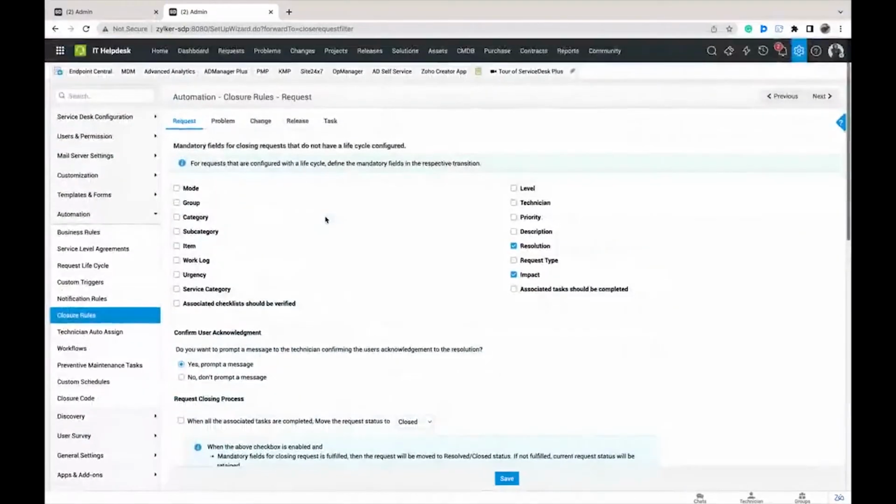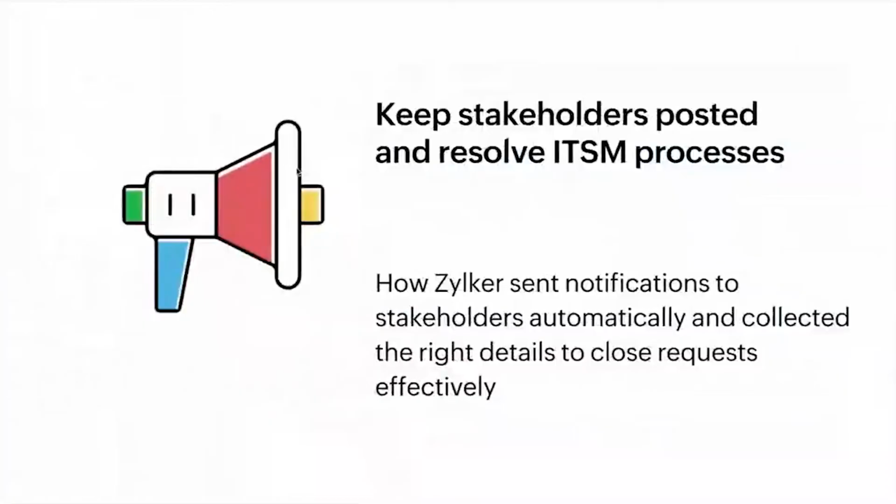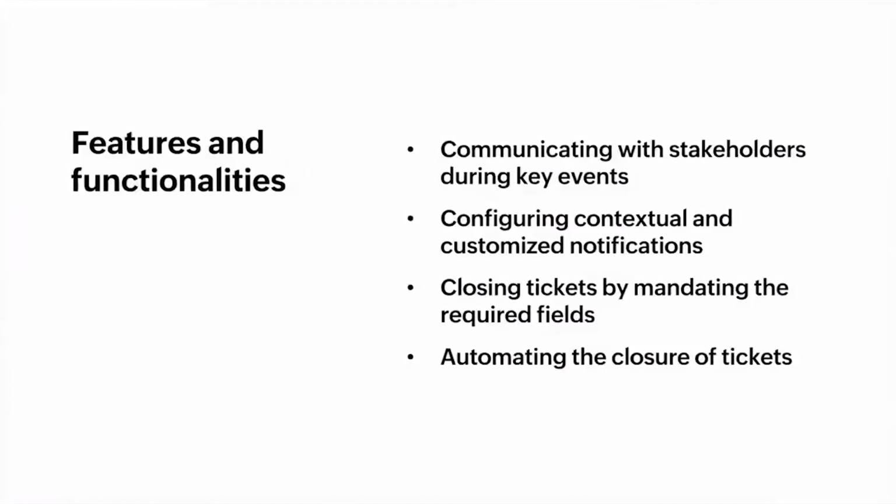This is not present only for request. Again, we have closure rules for problems, change, release, and tasks as well. So this will help Zilker send notifications and ensure that requests are being closed effectively. So we saw how you can communicate with the stakeholders during key events and send contextual and customized notifications. We then saw how you can mandate fields and automatically close requests.